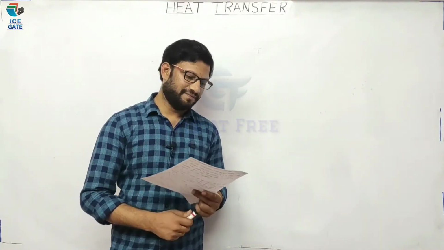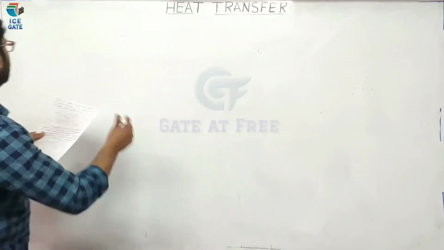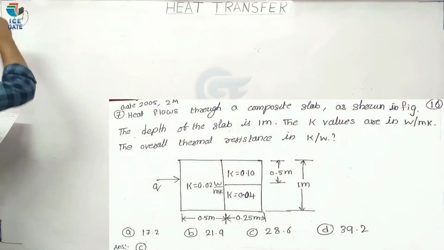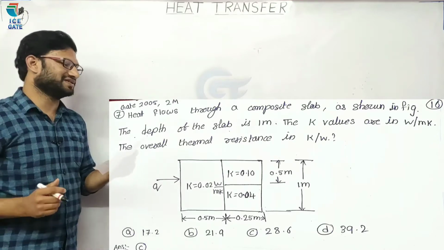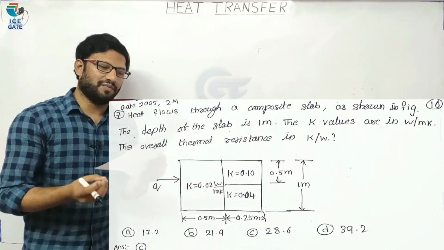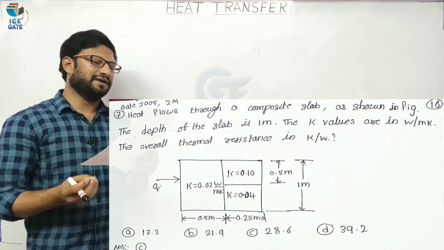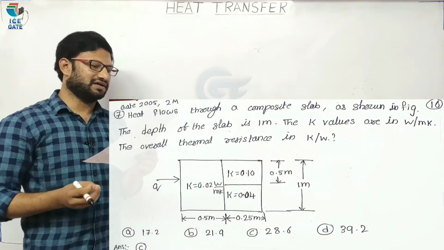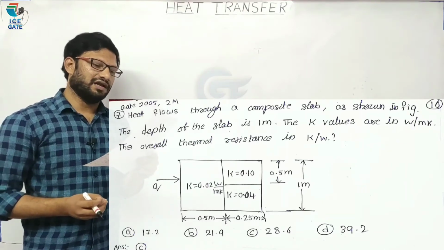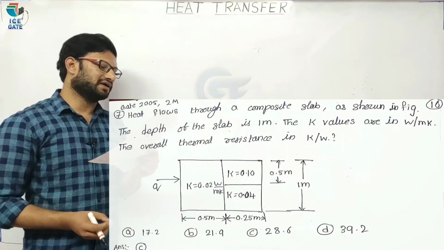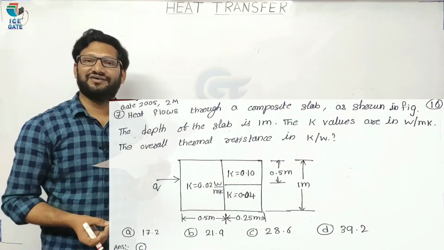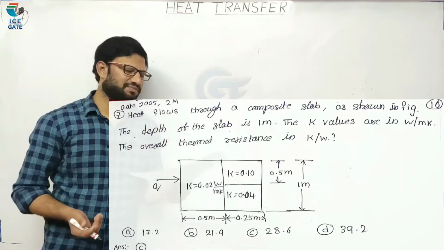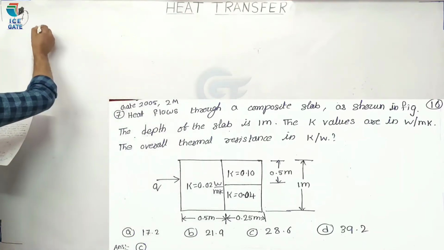Now see the next question, 7th one. This is GATE 2005, given for 2 marks. Very simple question. Heat flows through a composite slab as shown in figure. The depth of the slab is 1 meter. The K values are in watt per meter Kelvin. The overall thermal resistance, we have to find out total resistance. Simple question.